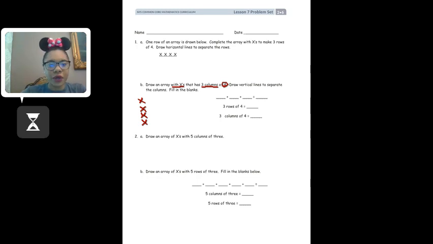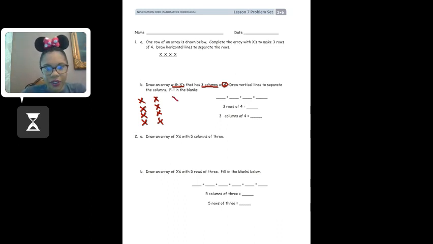So I'm going to make another one. 1, this is my second column, which has 2 X's, 3 X's, and then 4 X's. So now if you look on the screen, we have 4 X's in each column, but there's only 2 columns. How many columns do we need though? That's right, we need 3 columns and we only have 2. So let me make one more column.